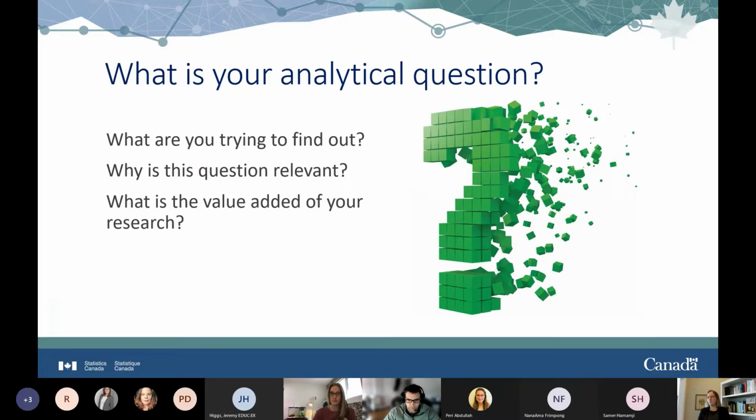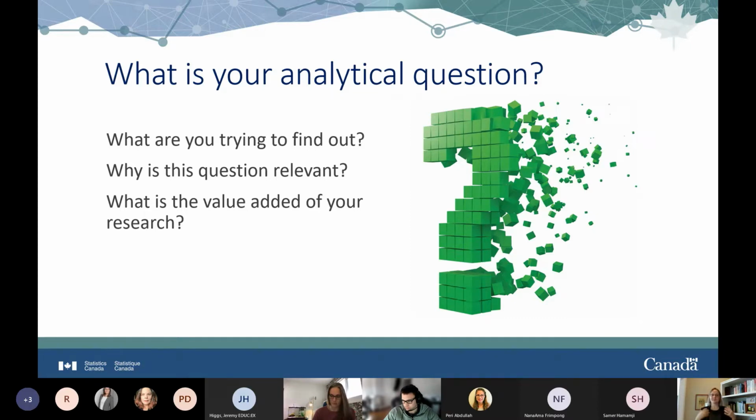And if you've done your homework correctly in step 1, you will make sure that your question is relevant. You will make sure that it has value added because it's going to add to previous knowledge. It's going to fill an information gap. It's going to inform stakeholders that have a particular interest in your topic. Very important to really, really nail down your analytical question or questions. You may have more than one, that's fine. But a main question and then maybe some sub questions.